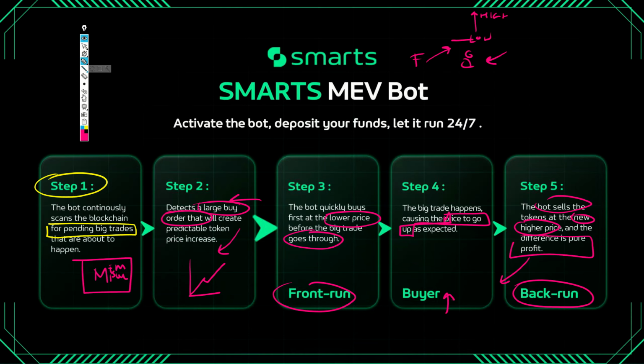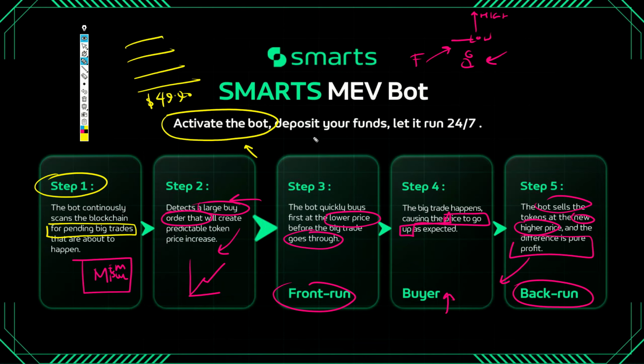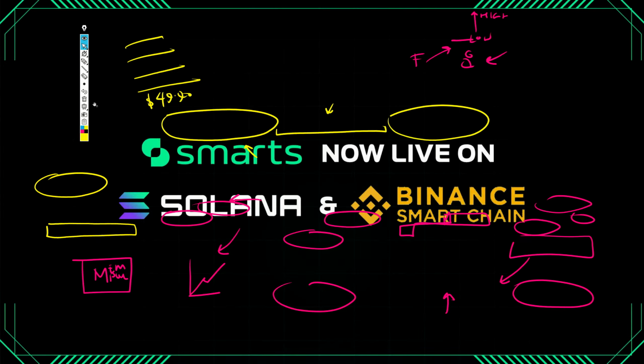And so what you and I need to do, as always, is just activate your bot. Get into your panel or your back office, quick activate bot, pay your $49.90 with whatever currency you have, and then you deposit the funds that you need for trading, and let it run 24/7. That's all you have to do. Everything is totally automated for you. Okay, so that's the power and beauty of Smarts MEV.